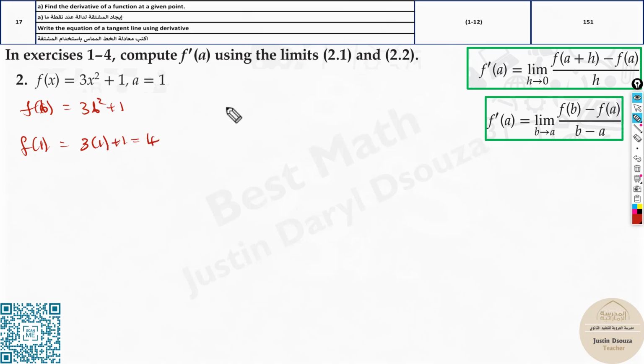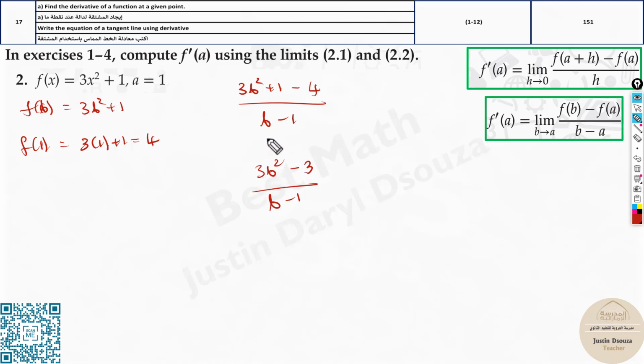Now you realize in this case, let's substitute over here: 3b squared plus 1 minus 4, divided by b minus 1. Because we have been given a as 1, we directly substitute a as 1. Now then, how do we solve this? It will be 3b squared. 1 minus 4 will be minus 3, not plus 3, minus 3, divided by b minus 1.